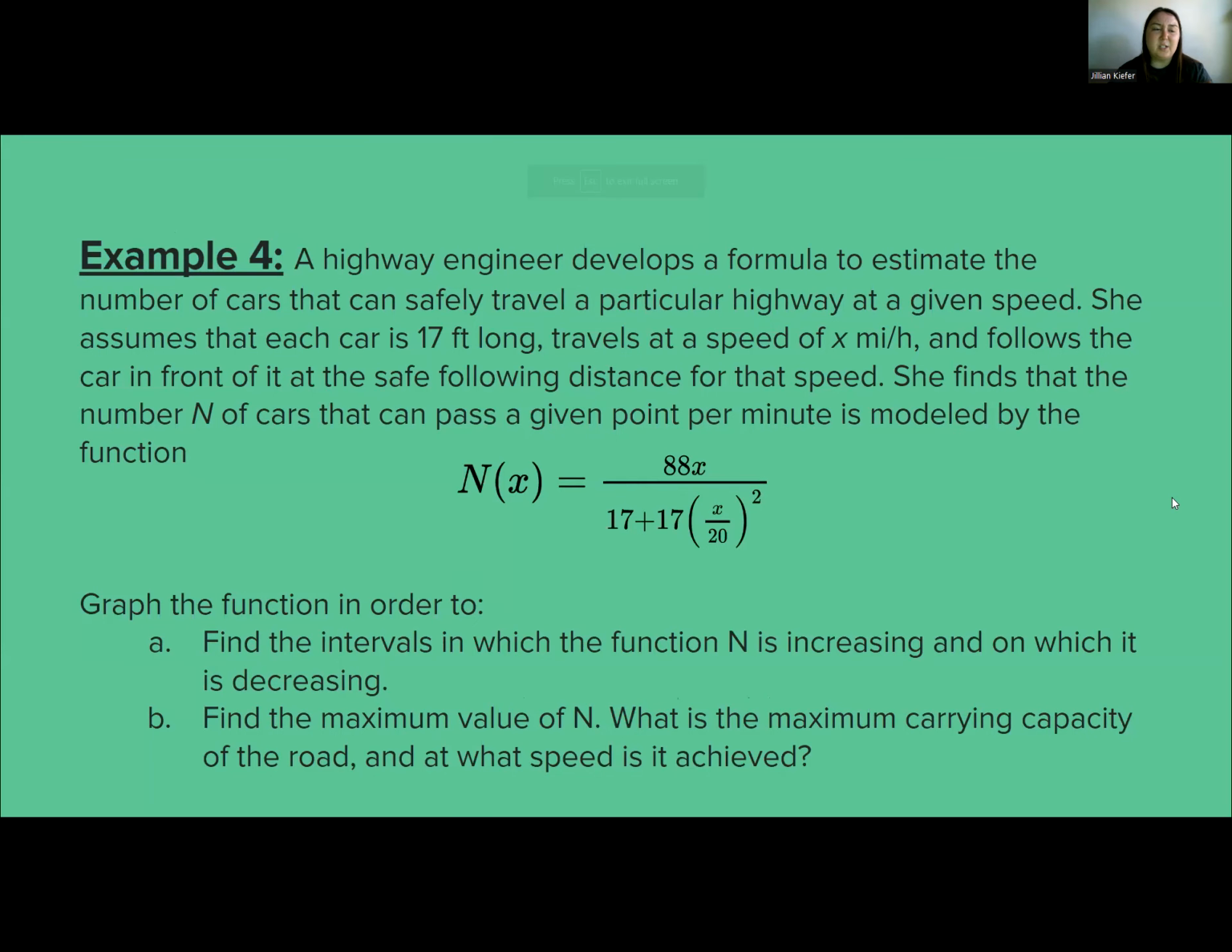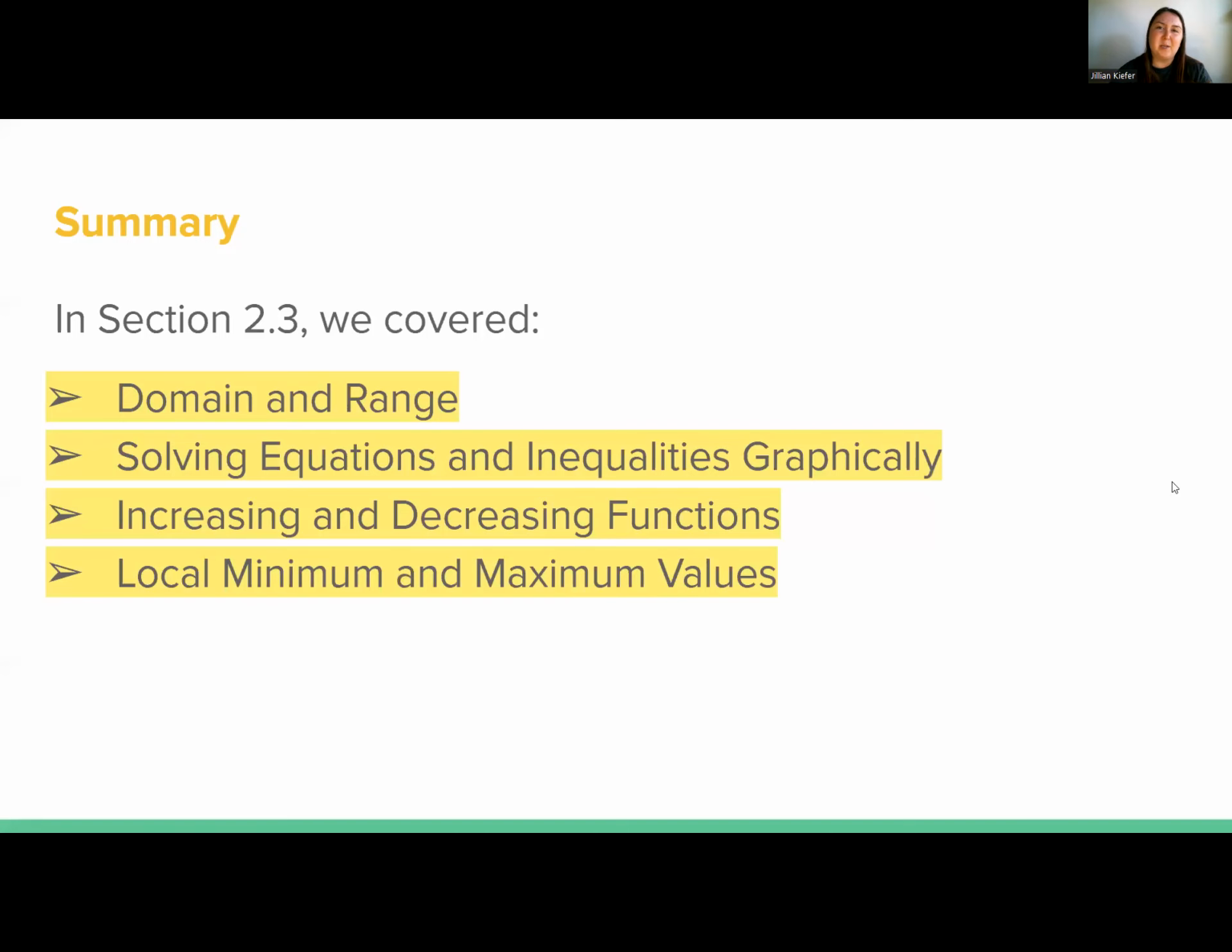All right, so we just finished up example 4. That wraps up section 2.3. In section 2.3, we covered domain and range, solving equations and inequalities graphically, increasing and decreasing functions, and local minimum and maximum values. So, all right, that wraps up that section, and I'll see you in the next one.